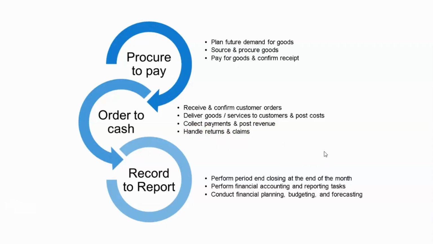Then comes the record to report. Record to report again comes under the finance line of business. We perform period-end closing at the end of each month. This is the last day of the period when the accounts are set back to a zero balance. Additional financial accounting tasks are completed to record transactions, reconcile bank statements, manage tax payments, and ensure the accuracy of all financial statements.